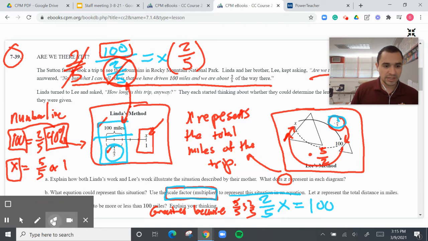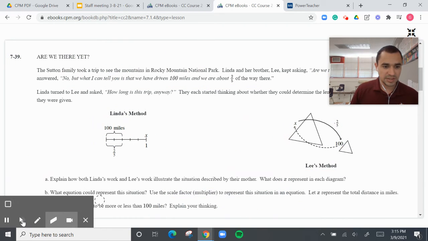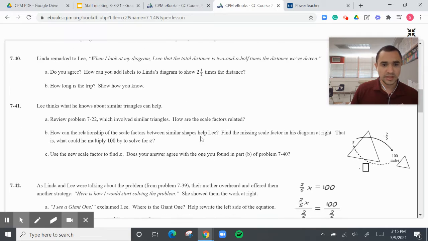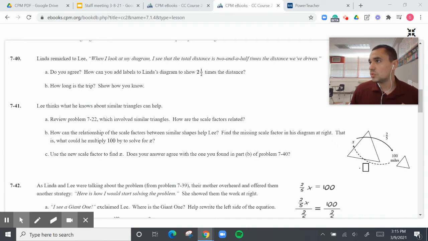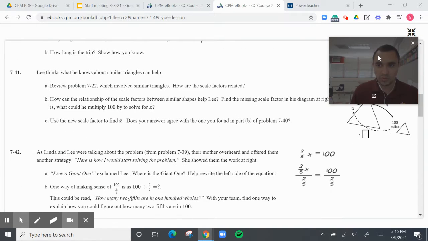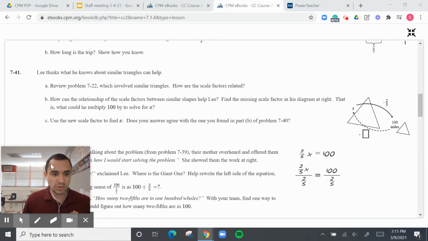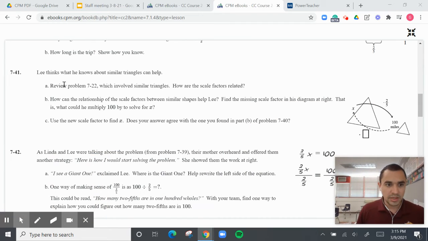Okay, let's move on to the next one here. Let's keep going down. Are we going to do 740? Let me check the altitude card. Do I want to do 740? I do not want to do 740. Let's see. Yeah, let's do 741 then. So 741.